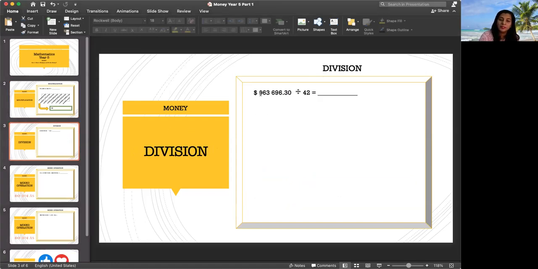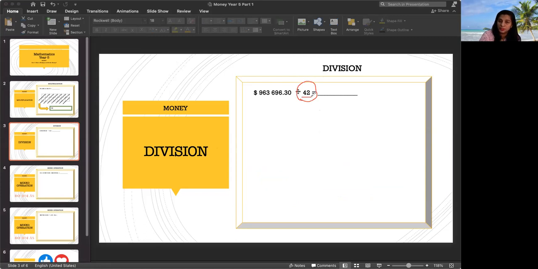Now we have a number here, 963,696 ringgit or dollars, in this case, 30 cents, divided by 42, a very huge amount, divided by a double digit. I'm going to take some time to explain how to come up with the times table for a double digit.